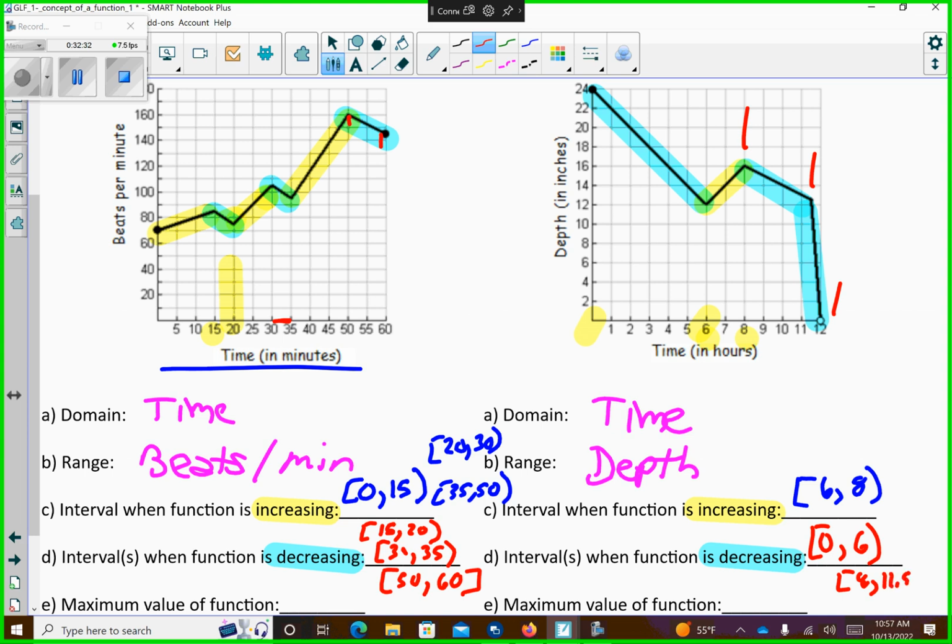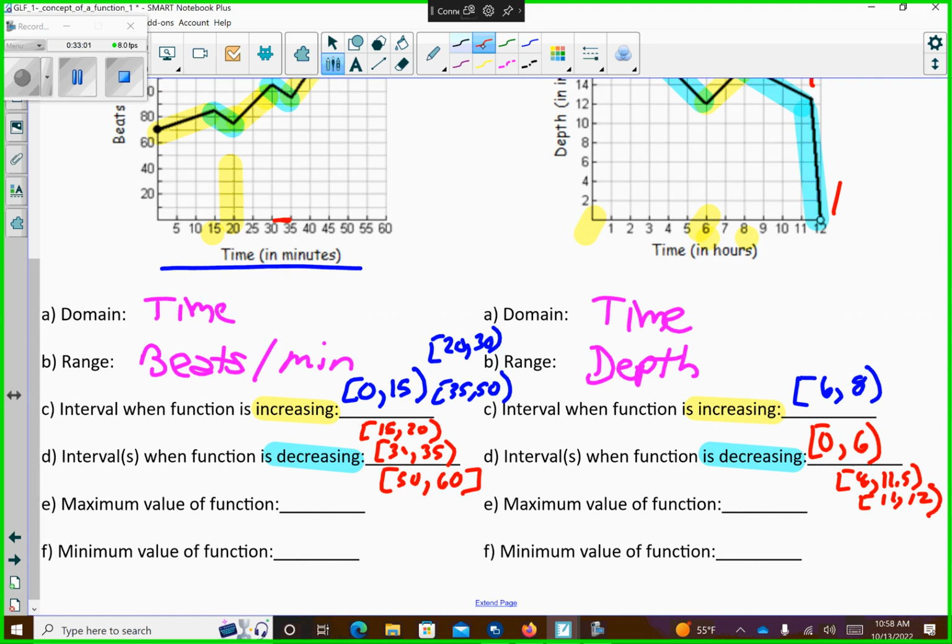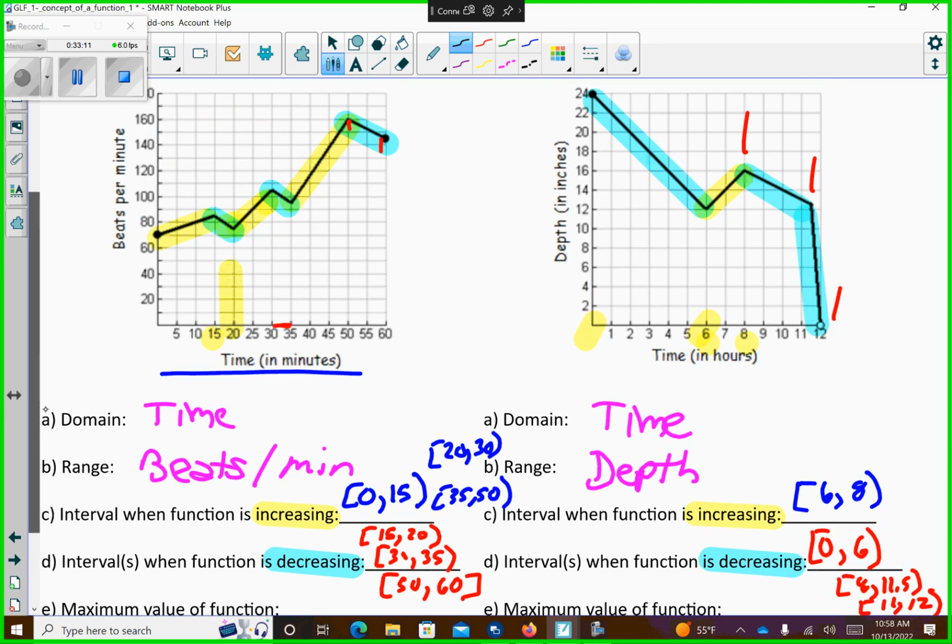Last 2 things. Maximum value of the function. So you're looking for your highest y value. What does it appear my highest y value is? What's my highest value on this graph? Right there? Is that the highest that my graph goes? Yeah. So what's that highest value? 160? Let's look at my other one. What's my highest value on this one? 24.